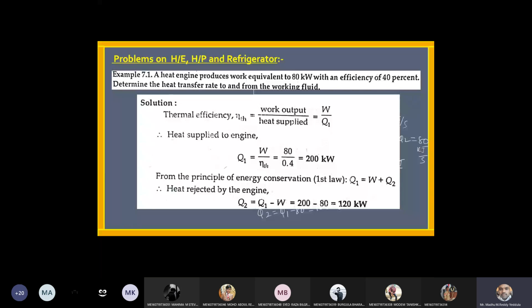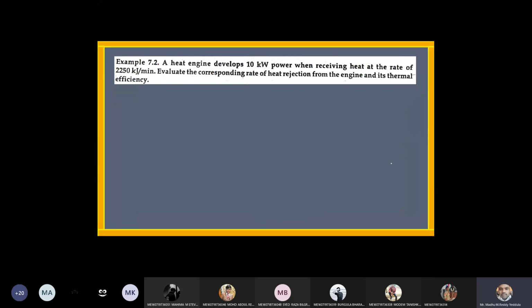Right. Next problem. A heat engine develops, same figure will apply here also. Q1 is the supply, Q2 is the rejected. Develops 10 kilowatt power. Work is given.